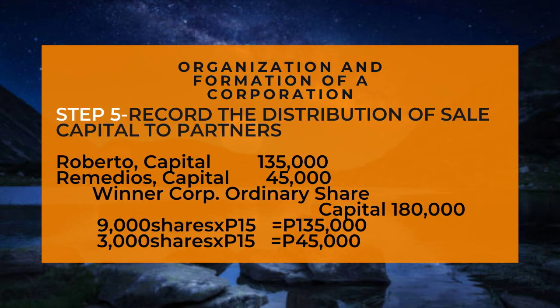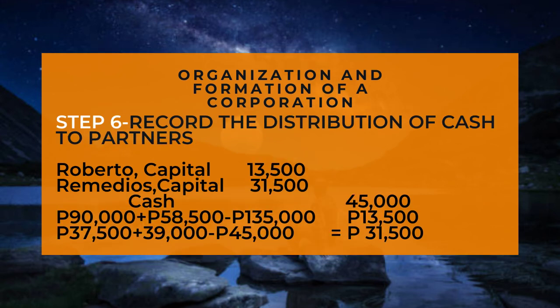9,000 shares times 15 pesos is equal to 135,000 pesos. 3,000 shares times 15 pesos is equal to 45,000 pesos. Step 6. Record the distribution of cash to partners.